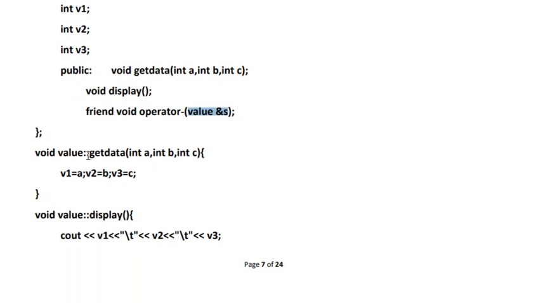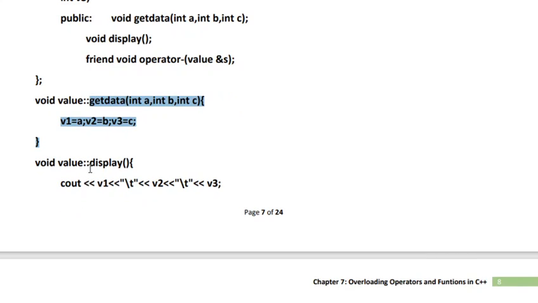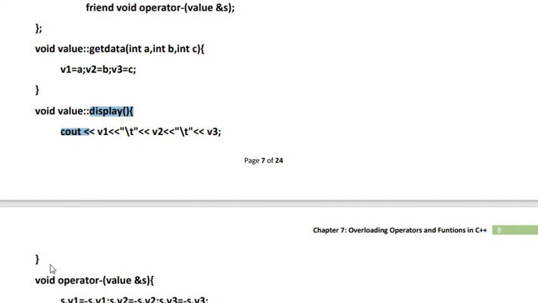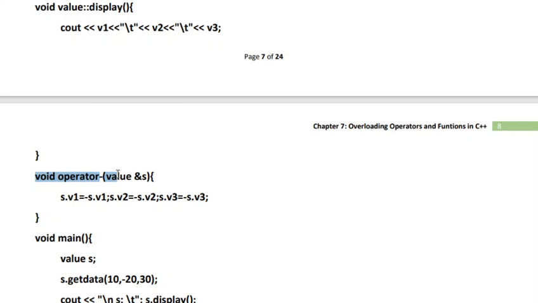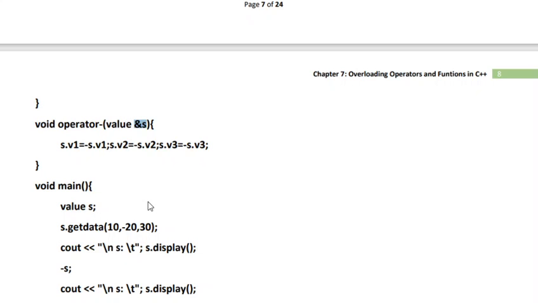Now the get data will be the same as in the previous example. Display data is also the same as in the previous example. Here I am placing the operator function as a friend function. So this is the way we define the operator function. Since I'm passing a reference to the object, the reference will be an alias. So s.v1 will be equal to minus of s.v1, s.v2 will be equal to minus s.v2. Again, it's negating the values of the members of the object.